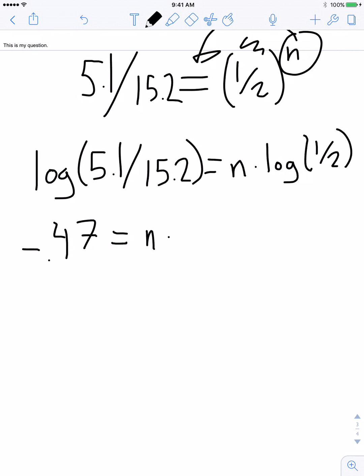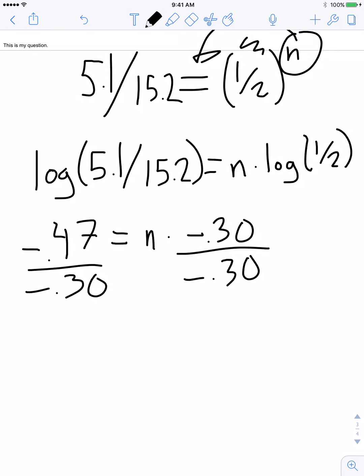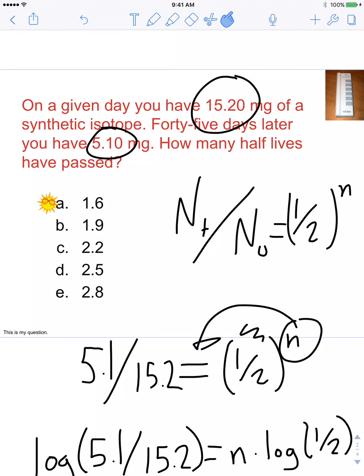We take the log of 1/2. And we're just going to divide both sides by this negative 0.3. That's going to give us 1.56 equals n. And if we look at our possible answers, we have 1.6 there, which is highlighted as the correct answer. And after we round up, that is the answer we get.